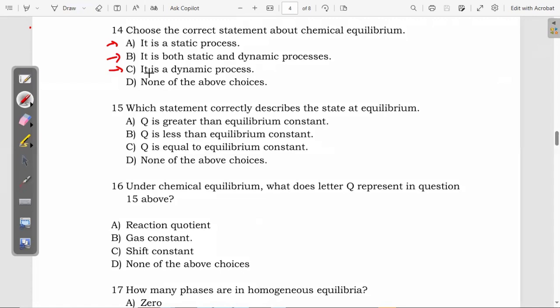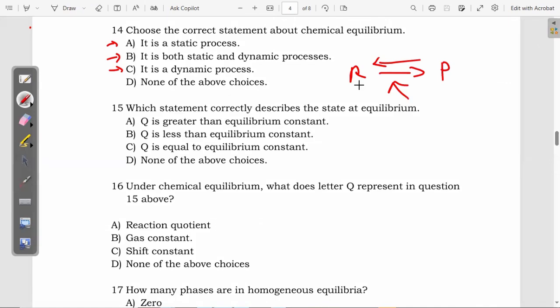So by dynamic process, what do we mean? We mean that the rates of the forward and the backward reaction are the same. Meaning the rate at which the reactants are forming products is the same as the rate at which the products are forming the reactants. Then we'll say that there's dynamic equilibrium there, because the rate of forming the products and the rate of forming the reactants is the same.